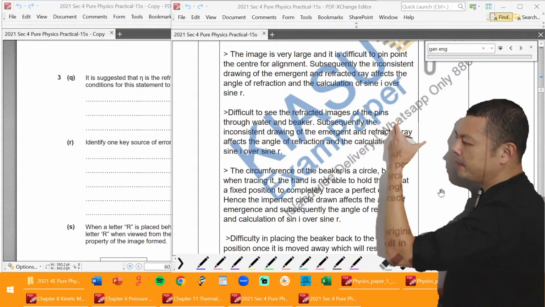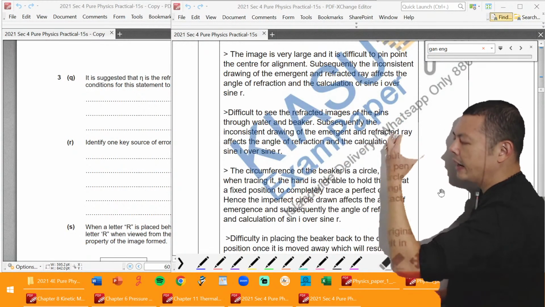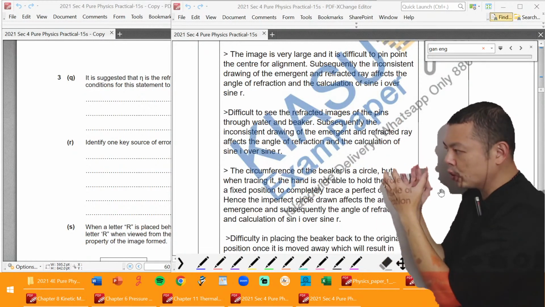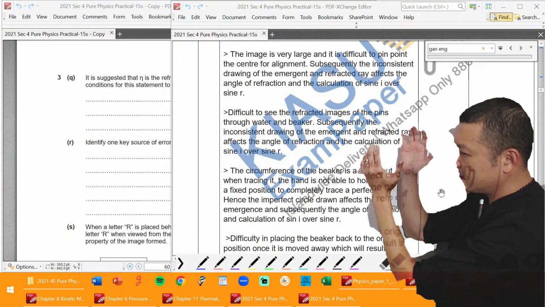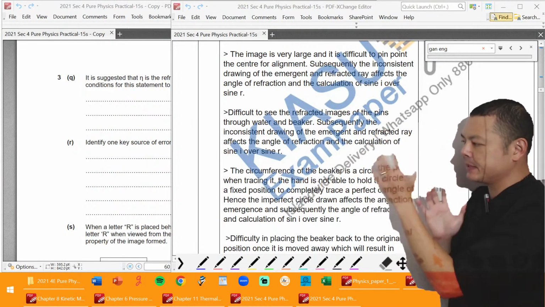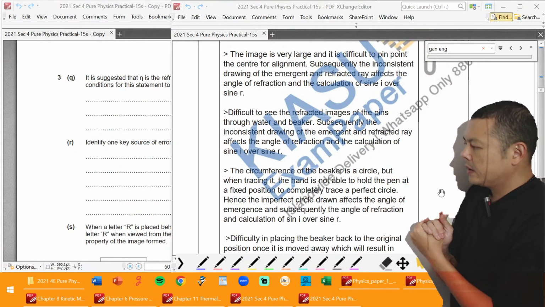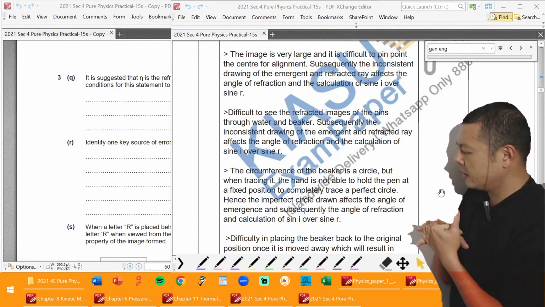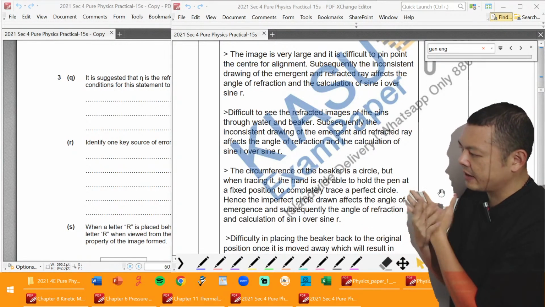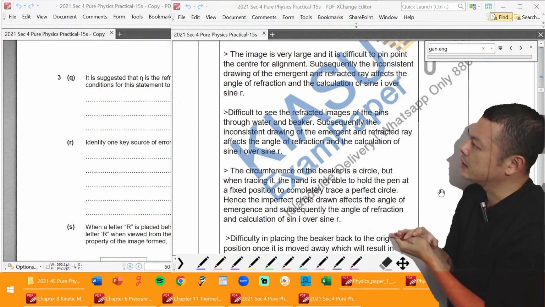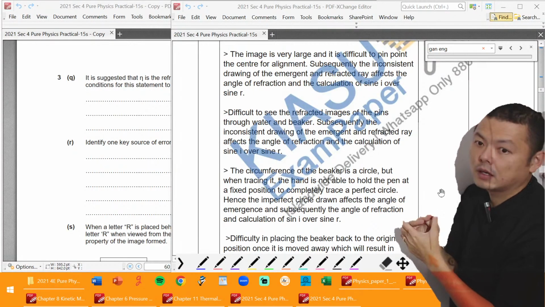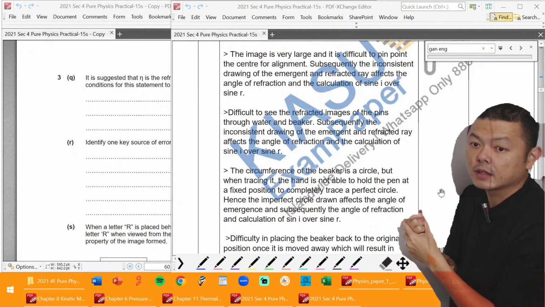Tracing it, right, it's very difficult to place the beaker back in the exact position. So you have to say that this affects the calculations of angle of emergence, calculations of sine A over sine R. Something like that. The pin is mentioned. Let me see.